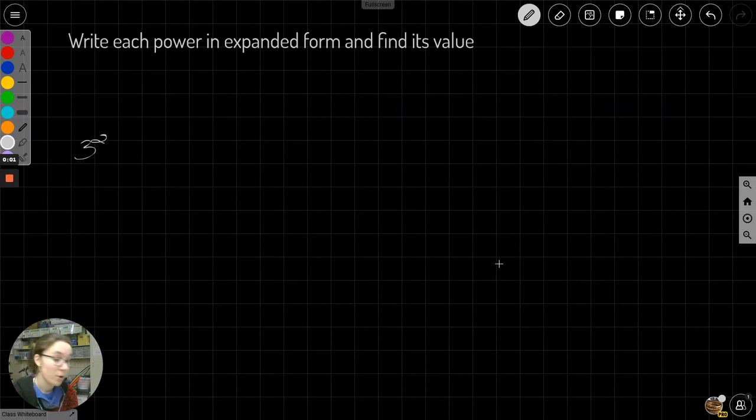This is lesson 1.1, Powers and Exponents, example 2 of 2. There's only 2. Our task for this one is to write each power in expanded form and find its value. So again, a power is a base with an exponent. If you have a number or a letter, we'll get to that later, with a little tiny number up there.